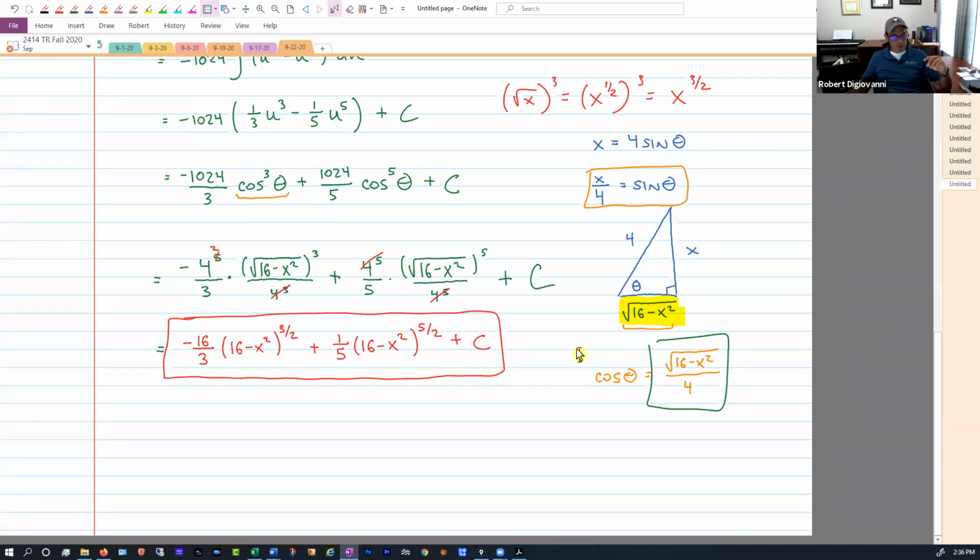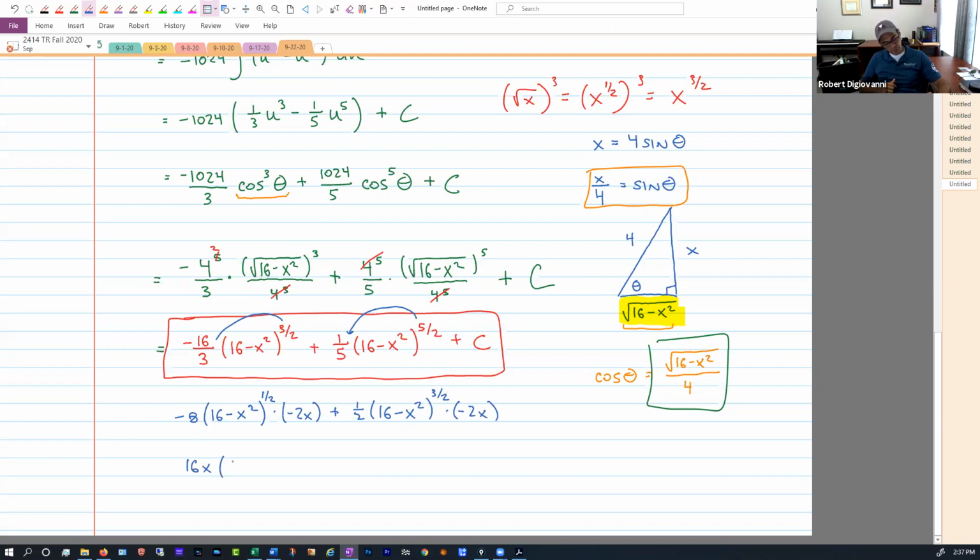All right, so I have like 3 minutes left. I'm going to differentiate this. You ready? Take the derivative of this. 3/2 comes out. When I do the 3/2, it becomes -8, -8 times 16 minus x squared raised to, I subtract 1 from the power, so that's 1/2, times the derivative of what's inside, which is -2x. Plus, now the derivative of this piece: 5/2 comes out, hits the 1/5, becomes 1/2. Then I have 16 minus x squared raised to, I subtract 1 from that, 3/2, times the derivative of what's inside, which is -2x. Okay, clean up a little bit here.